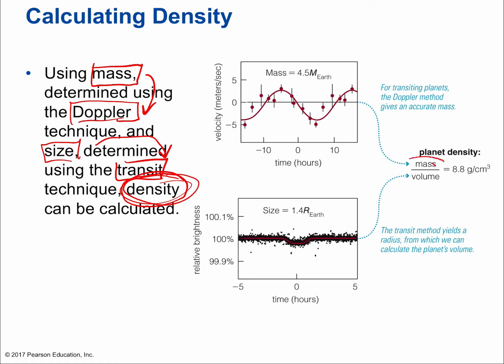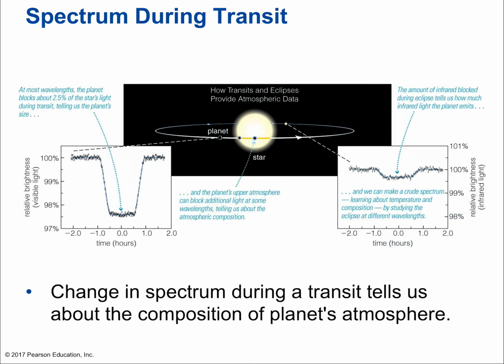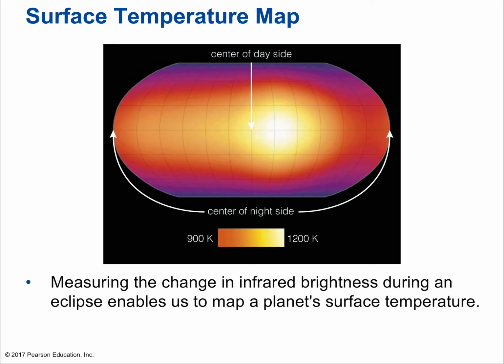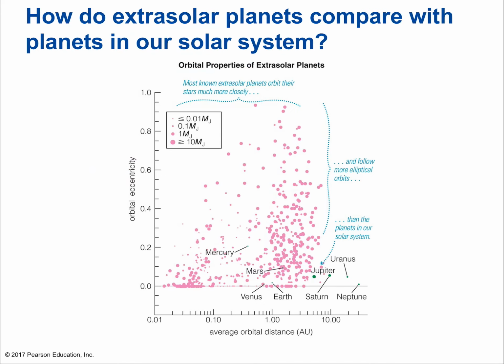So notice how these techniques combine together. This is so cool! Using these two techniques together to get density. Furthermore, we can look at the spectrum. The change in spectrum during a transit tells us the composition of the atmosphere, so we can look for particular gases in the atmosphere, things like ozone, oxygen, nitrogen. It's amazing. All right, measuring the change in the infrared brightness during an eclipse enables us to map a planet's surface temperature. So we can even get an idea about how hot this planet is. What is its surface temperature? Really neat stuff.